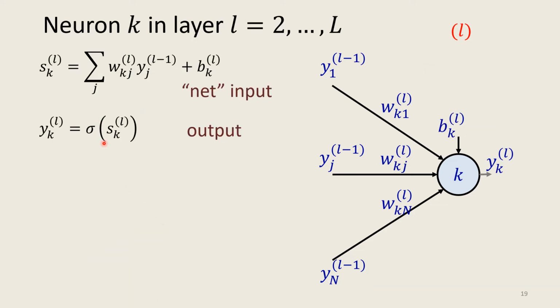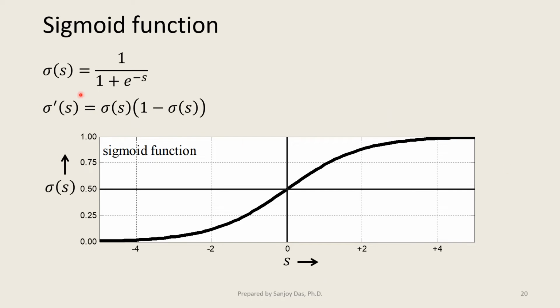This sigmoid function belongs to a class of functions called activation functions, and they all can serve as the nonlinearity of the neurons in the neural network. This is what the sigmoid function looks like. Sigma of s is 1 over 1 plus e to the negative s. And the good thing about the sigmoid function is its derivative with respect to s is equal to sigma of s times 1 minus sigma of s, output times 1 minus output. This is the shape of the sigmoid function.